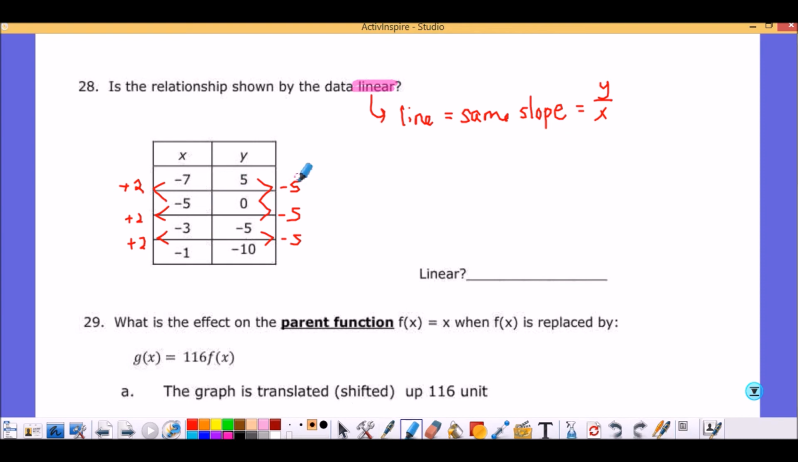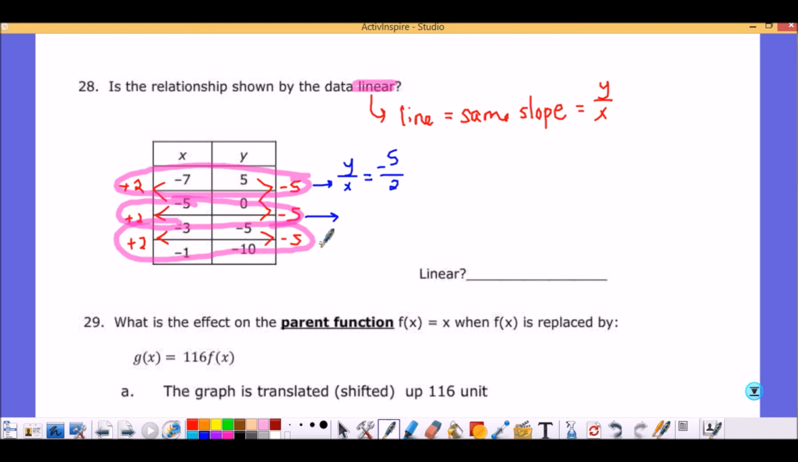So now I'm going to go side to side. Remember, my slope is y over x, so it's going to be y over x, which is negative 5 over 2. So we're going to do that and see if it's all the same going down each column. And it sure does look that way. So when I go down, it all is negative 5 over 2. So yes, it is a linear function.